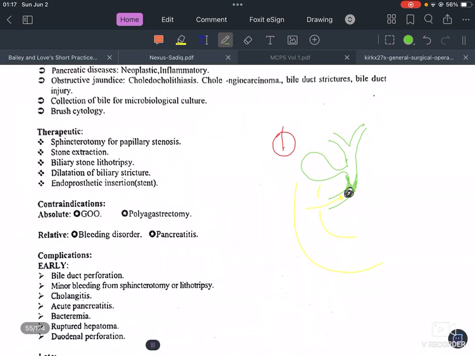Now come to the point, what are the contraindications? The absolute contraindication is gastric outlet obstruction and polygastrectomy, and relative is bleeding disorder and pancreatitis.